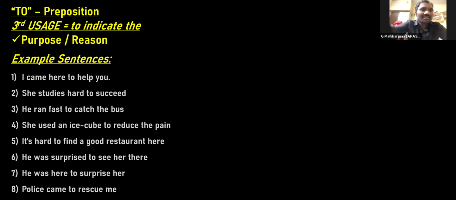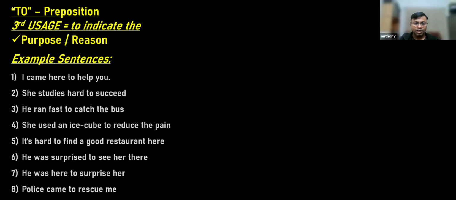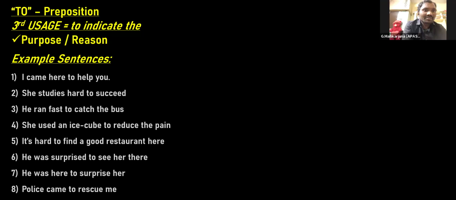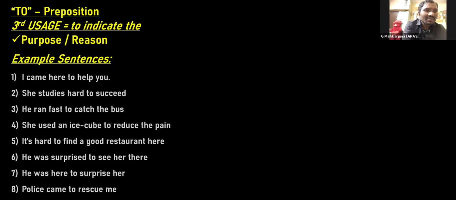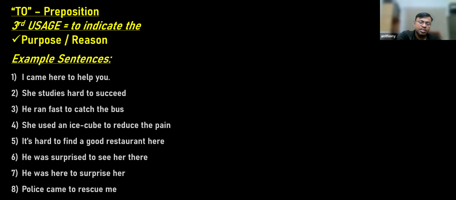There is no particular reason. So in fifth one, sixth one, seventh one, there is no particular reason. Why is it hard? Why is he surprised? Sixth and seventh, it is very clear. So fifth one is a bit not clear. Sixth one, he was surprised. What is the reason for surprise?